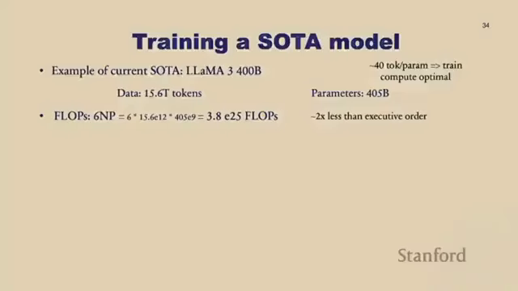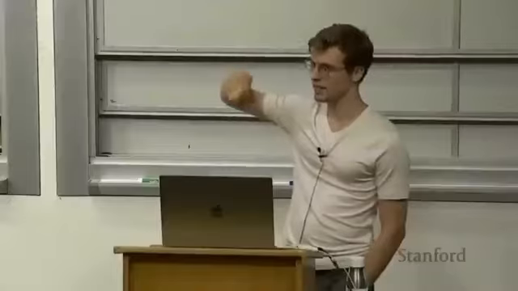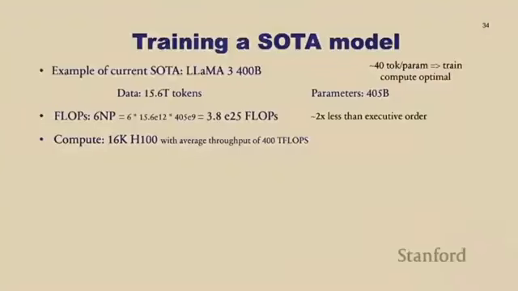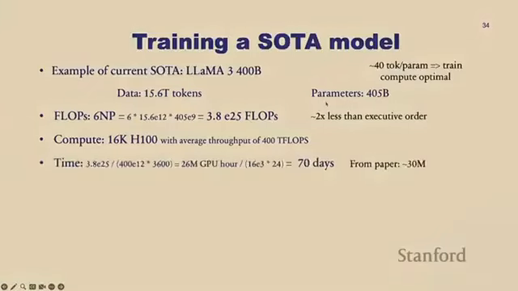So P is parameters, N is data, number of tokens. This is just an approximation. Okay. Compute, we know that they train it on 16,000 H100s, and we know the throughput they set it to. So if you do the computation, it takes around 70 days, or 26 million GPU hours. At least that's with my back-of-the-envelope computation.